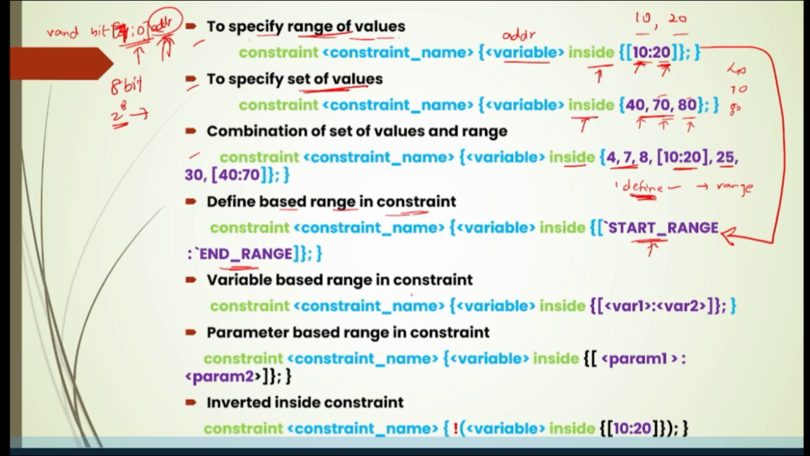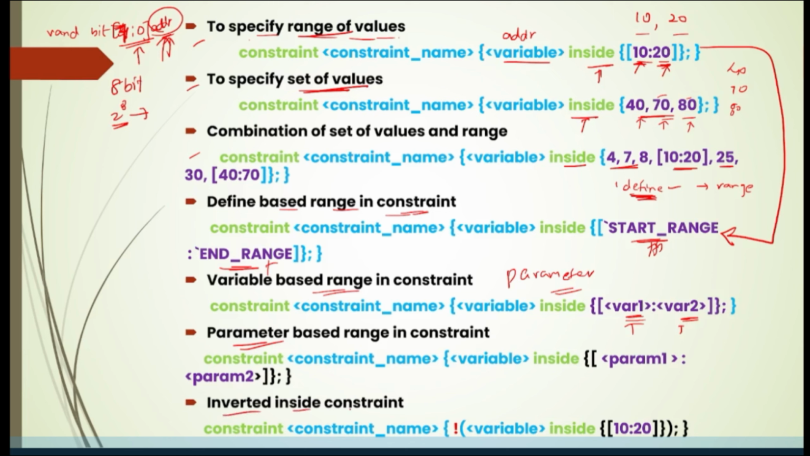Now, a variable-based range in a constraint. Similar to this range, if you are using variable ranges, you define the variables by using parameters, and based on those you declare the constraints. Similarly, if you want a parameter range, you can use this as well.